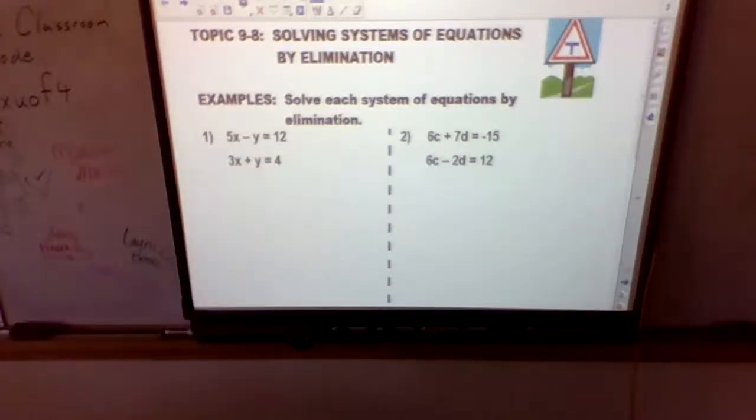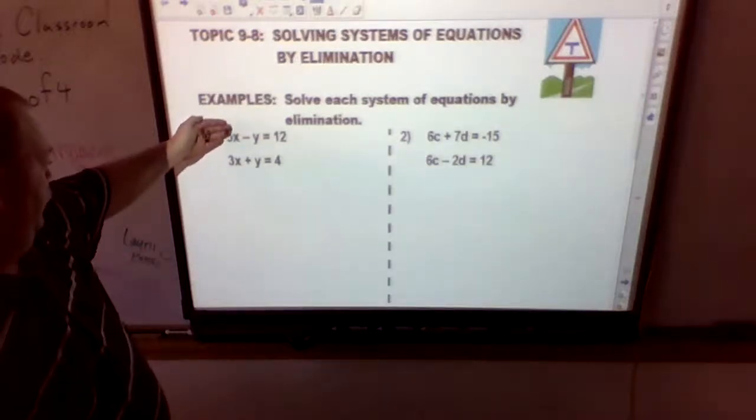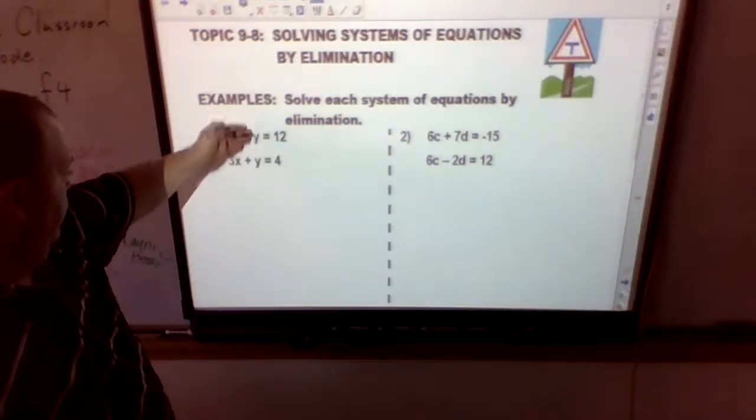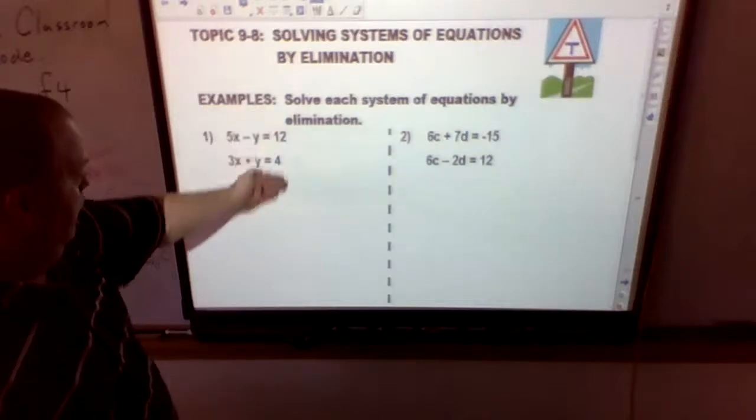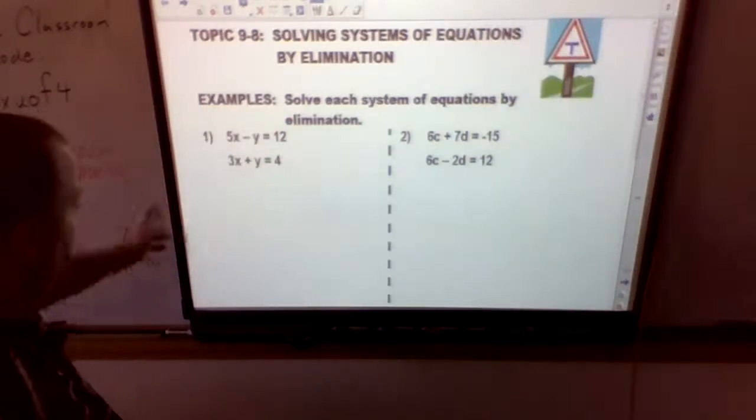Solve each system of equations by elimination. First of all, we got to make sure everything's lined up. So make sure your x's are on top of each other, your y's are on top of each other, and you have integers on top of each other. That's our step number one.